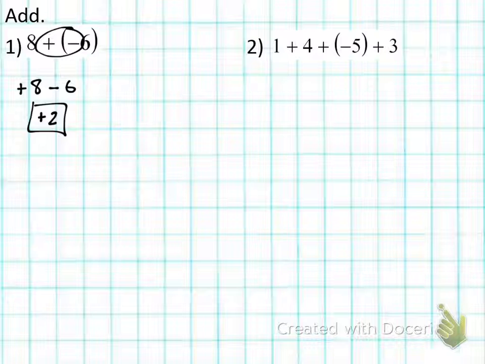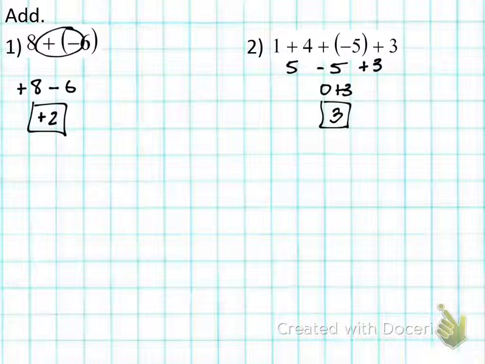Okay? Number 2 is a longer problem. You work these out in steps, one step at a time. So we got 1 plus 4. Let's work that out. 1 plus 4 is 5. Okay? And then we got positive and negative 5. Let's convert this to a minus 5 plus 3. 5 minus 5 is 0. 0 plus 3 is 3. That's your answer. Does that make sense? Super easy, but a lot of students still have trouble with this, okay?